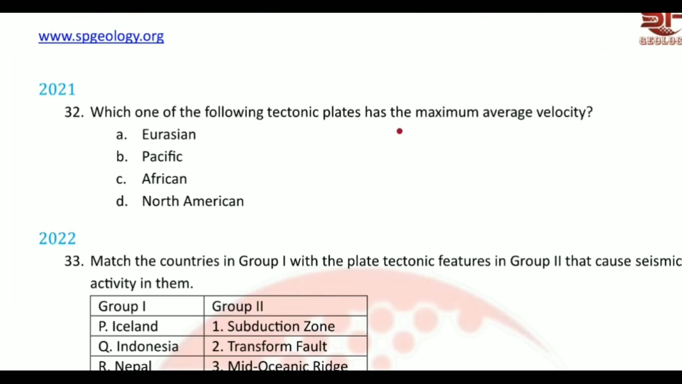Which of the following tectonic plates has the maximum average velocity? Remember, the Pacific plate has the maximum average velocity and the Eurasian has the minimum average velocity. The answer will be the Pacific plate.